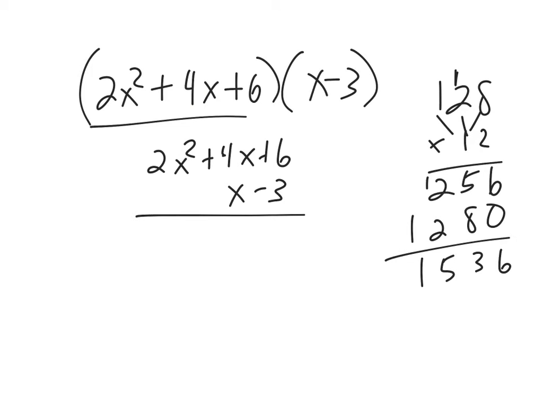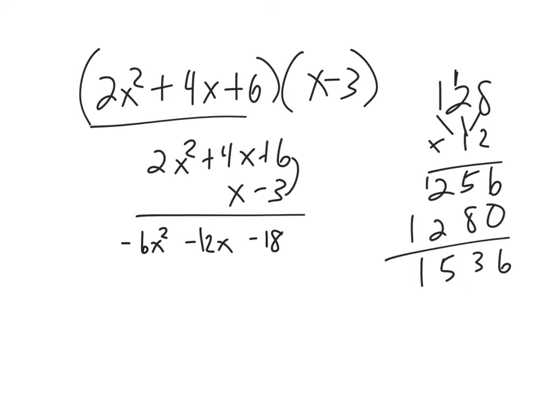So we go over here. All right, well, I'm going to do the same thing. I'm going to take 3 times 6, and it's negative 18. And then I'm going to take 3 times 4, which is going to be a negative 12x, because this 3 is negative. And then I'm going to take that negative 3 times the 2x squared over here. And it's going to give me negative 6x squared.